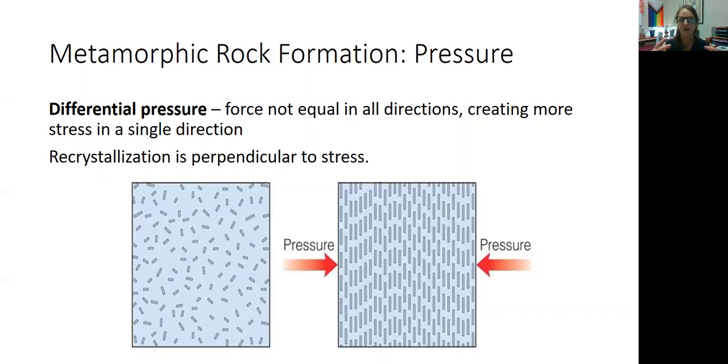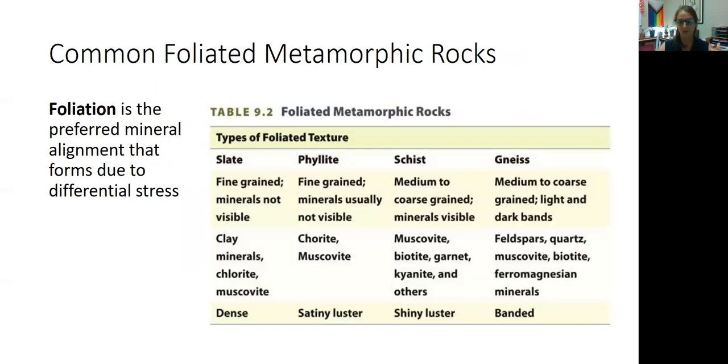This creates more stress in a single direction. So this causes recrystallization perpendicular to that stress. That's how differential pressure causes those linear features to show up, right? Through a variety of processes, recrystallization, neocrystallization, pressure solution, all of those things we talked about create these linear features. And this linear feature in the rock, we call foliation, right? So foliation, that's when metamorphic rocks show a layered texture, a wavy layered texture. And that's because of differential stress.